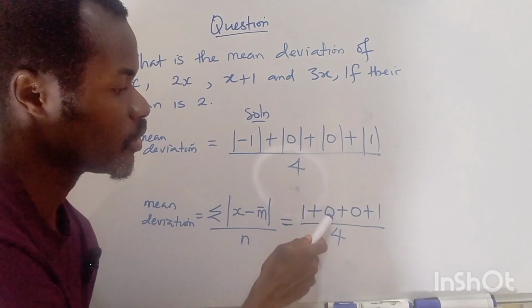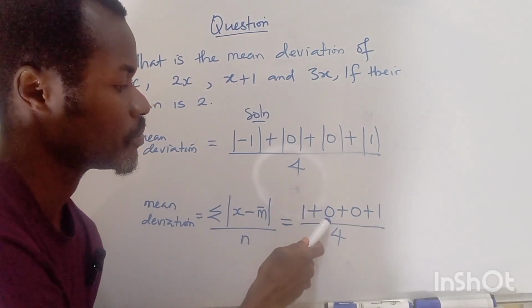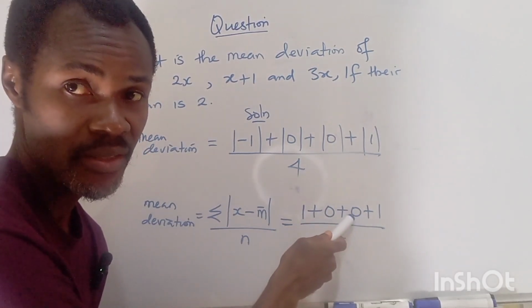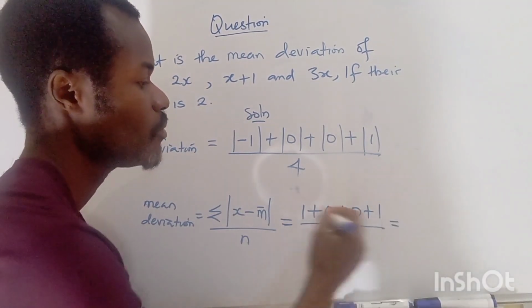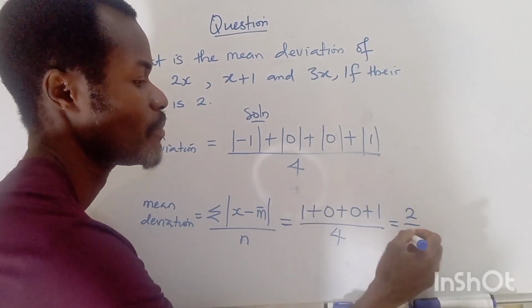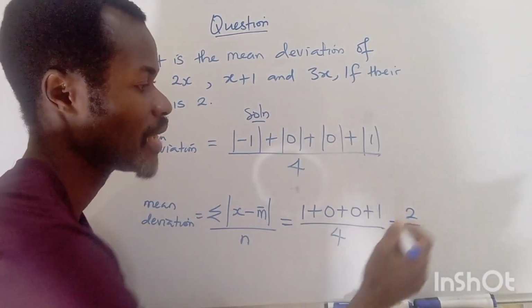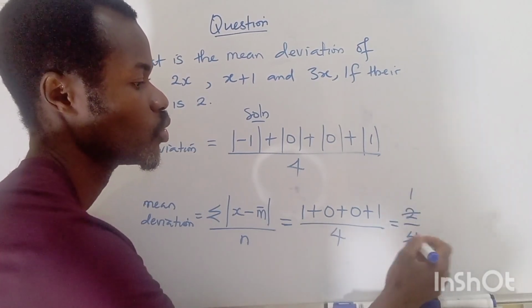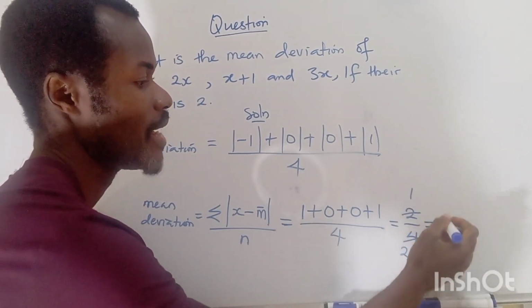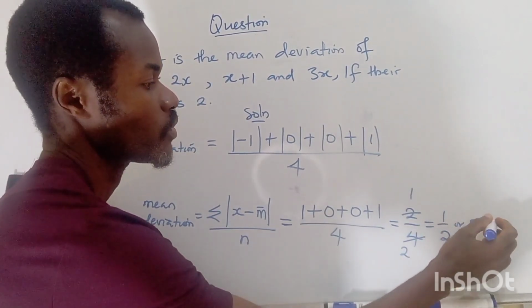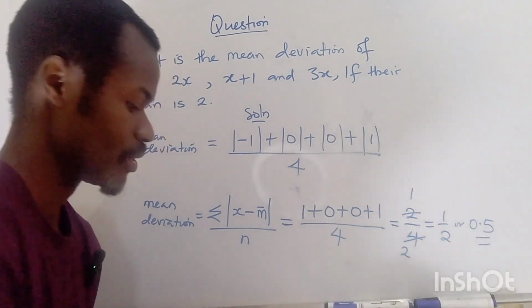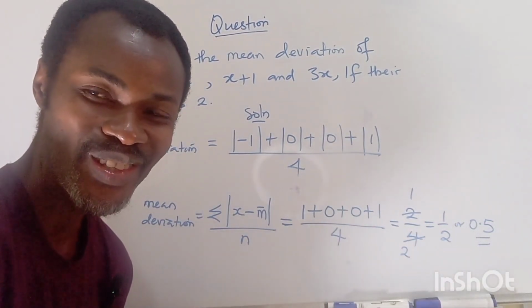Now, 1 plus 0 is 1, plus 0 is still 1, and 1 plus 1 is 2. So the sum of all this is 2 divided by 4. Now we can reduce that: 2 into 2 is 1, 2 into 4 is 2. So our answer to this problem is 1 over 2, or 0.5. So that gives us the simple solution.